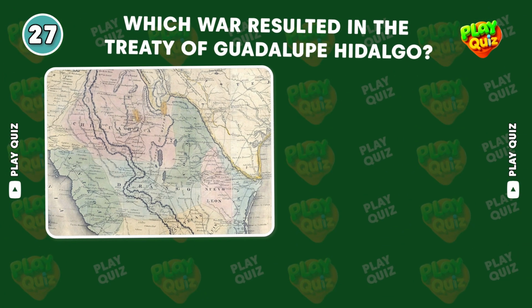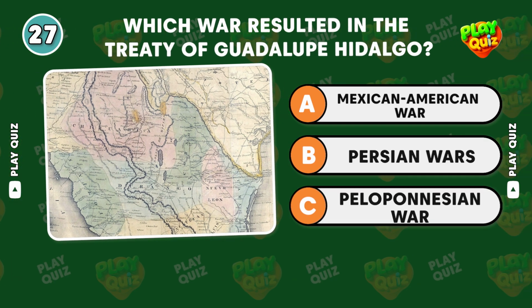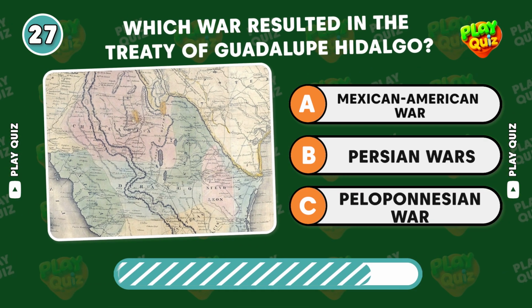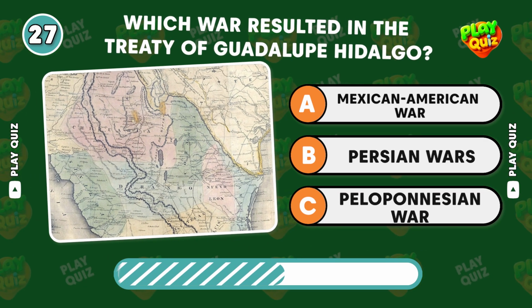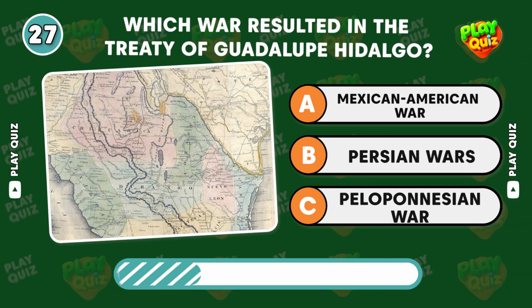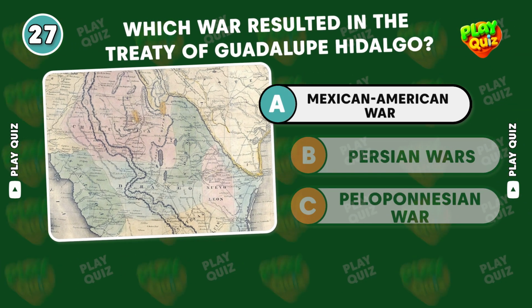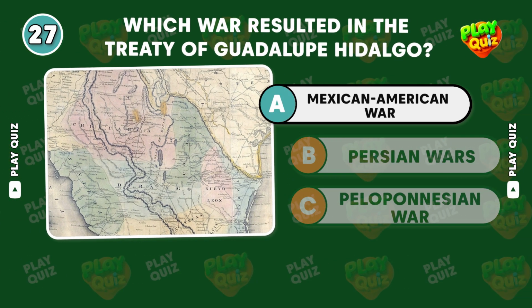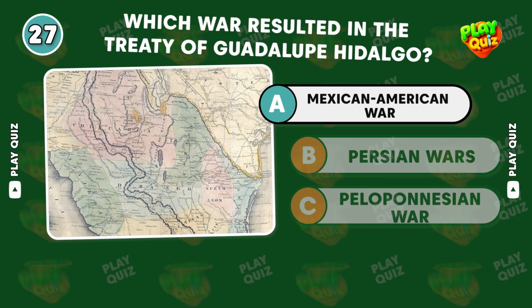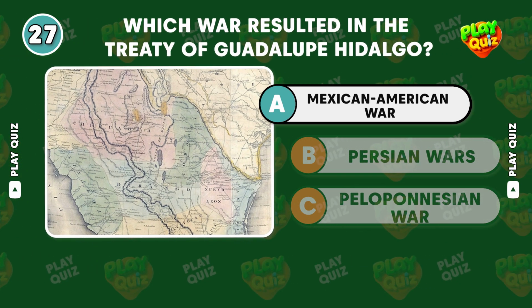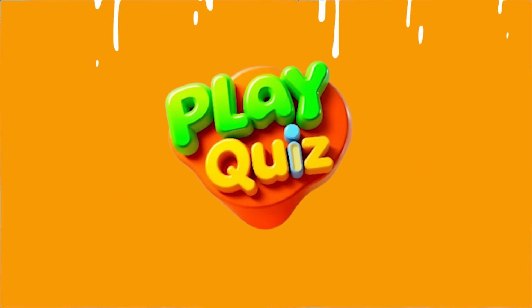27. Which war resulted in the Treaty of Guadalupe Hidalgo? Correct answer, Mexican-American War. Signed in 1848, this treaty led to the U.S. acquiring present-day California, Arizona, and New Mexico.